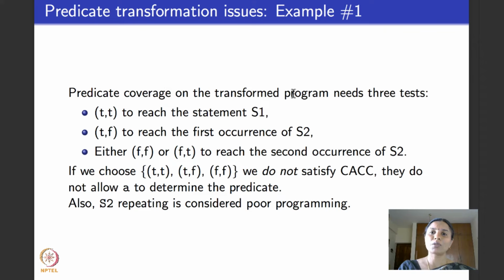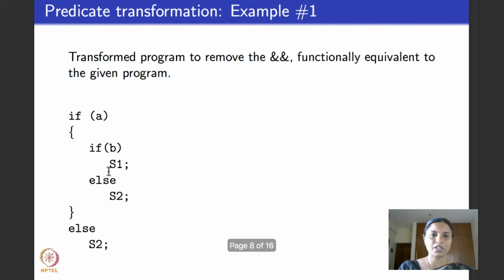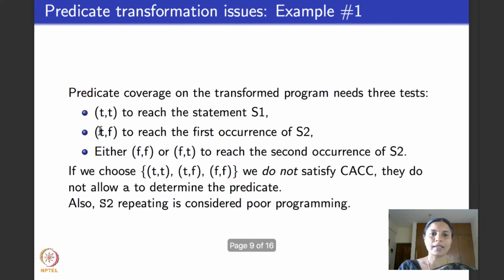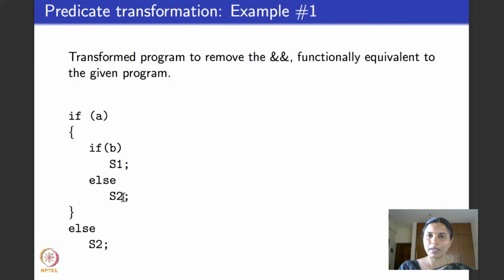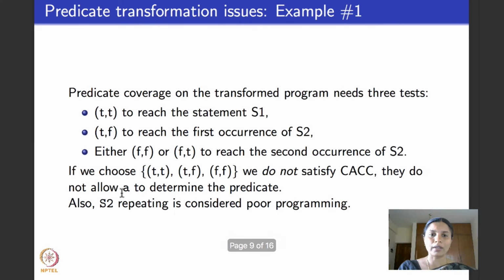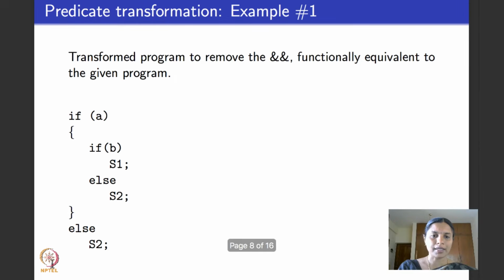Predicate coverage for this transform program will need three test cases. First one is A is true, B is true. That will reach this statement S1. Second one is A is true, B is false. That will reach this statement S2. The third one, which is A is false, as I told you, but B could be either false or true, which means A false and B false, or A false and B true. Both these test cases will reach this S2, right?